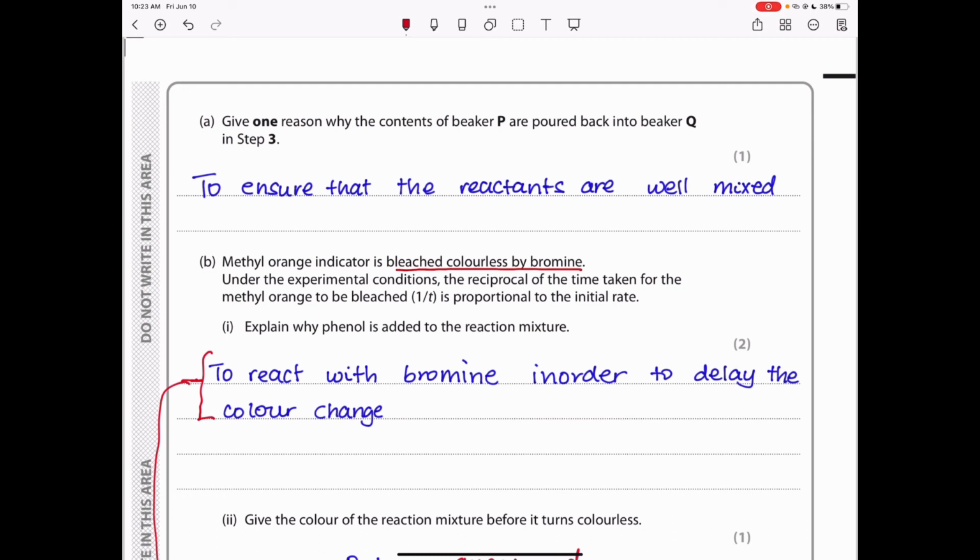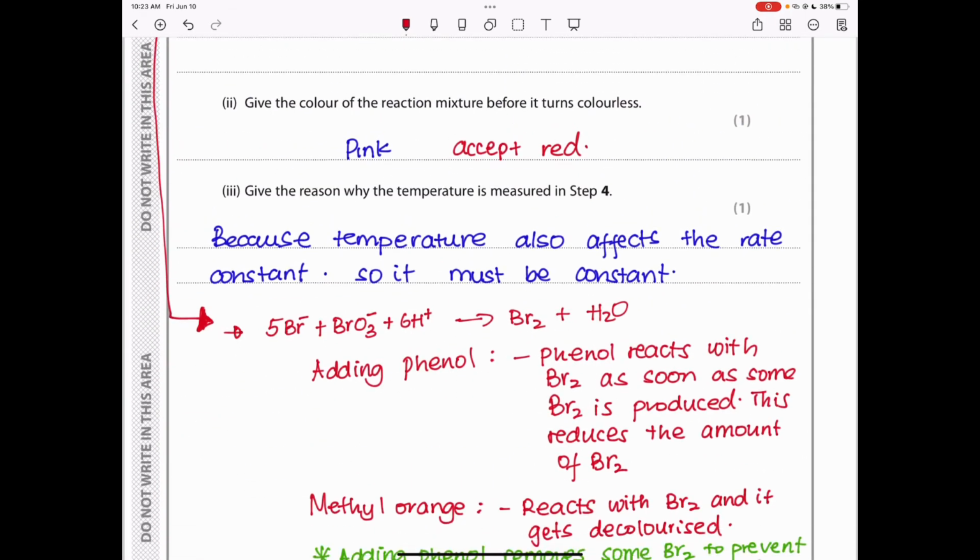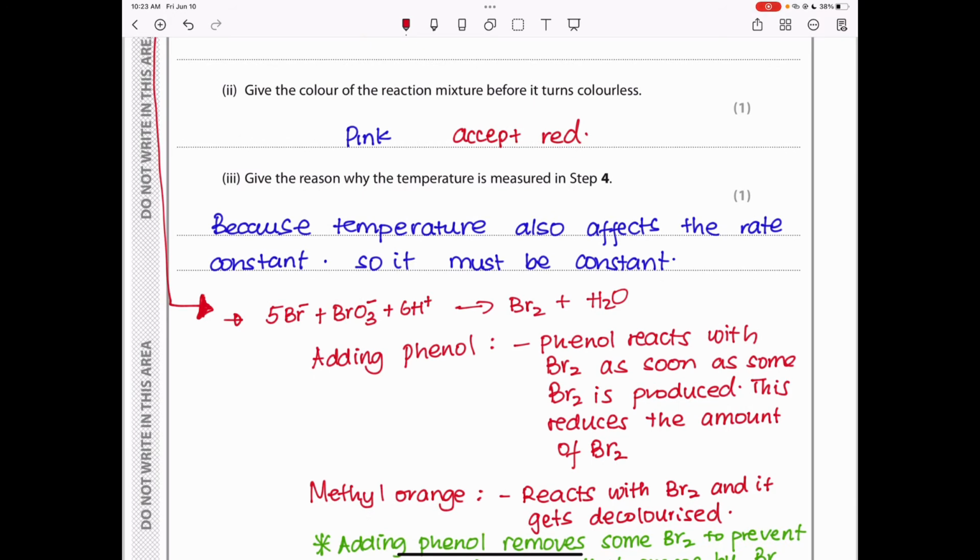Under the experiment conditions, the reciprocal of the time taken for the methyl orange to be bleached is proportional to the initial rate, and they want you to explain why phenol is added to the reactant. Of course, phenol reacts with bromine so that it delays the color change, or again, I put for you some explanation here. So the reaction occurred like this. This is what we were looking at. Let me use another pen.